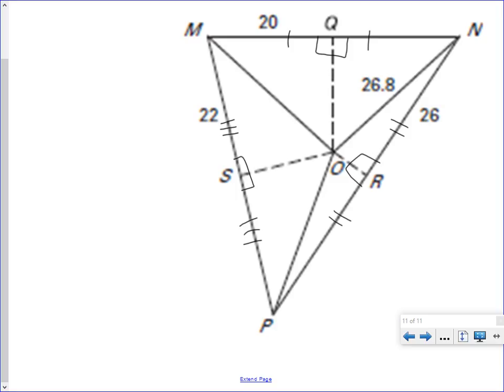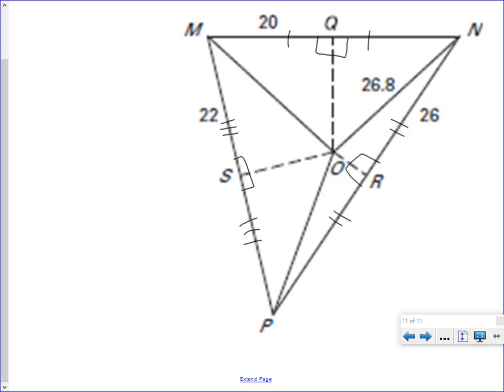you'll notice that you get 3 sets of congruent triangles. Everybody see that? We've got triangle MQO, NQO are congruent to each other because of side angle side. You get NRO, PRO, and so on and so on. So you can get all these different things set up.